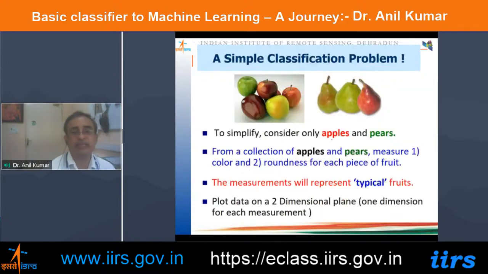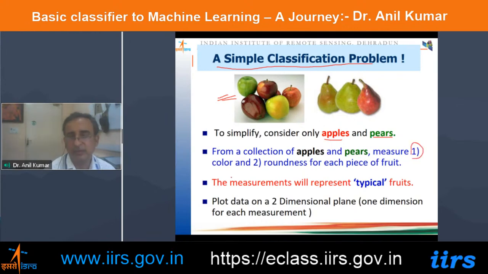The simple classification problem, now we can try to understand how this can be done. Again, with a case of a bunch of fruits, if we have to simplify, consider only apples and pears. So we are just trying to classify two fruits, apples and pears. From a collection of apples and pears, measure the features.